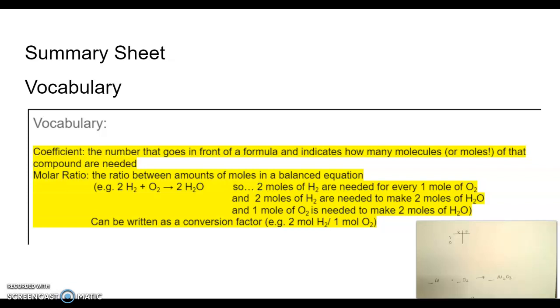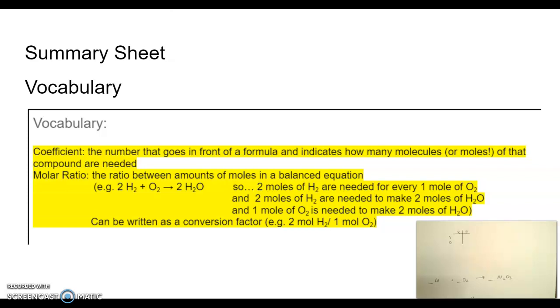So let's go ahead and work now on our summary sheet. The vocabulary here is what we're adding. This vocabulary is going into those 5 goals that you wrote down last class. Our coefficient, that's that number in front of the formula and indicates how many molecules, 4 moles. That's where the mole is coming back in, of that compound are needed.